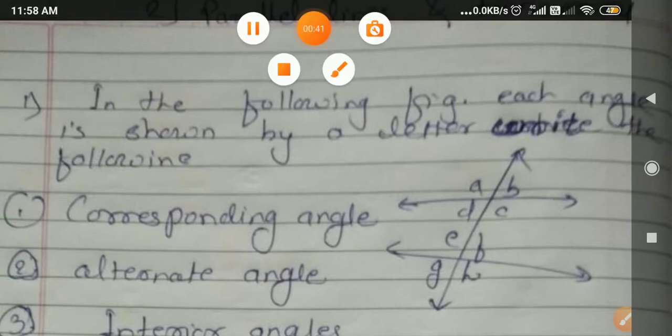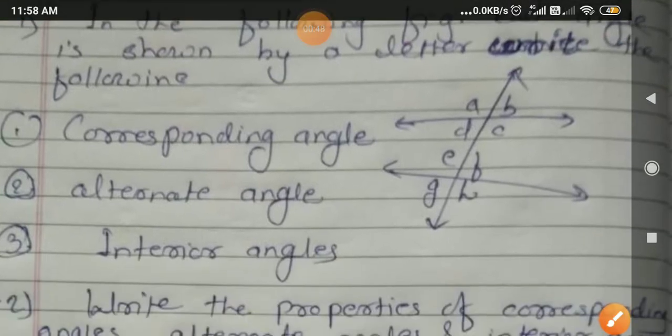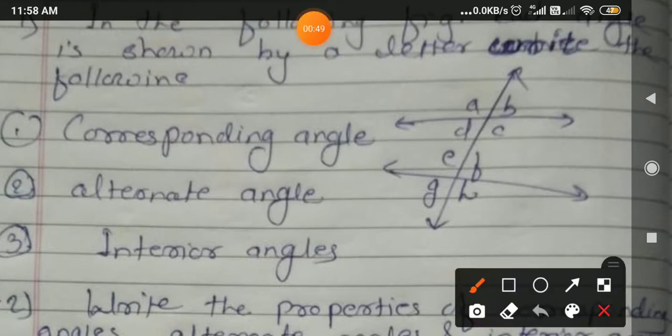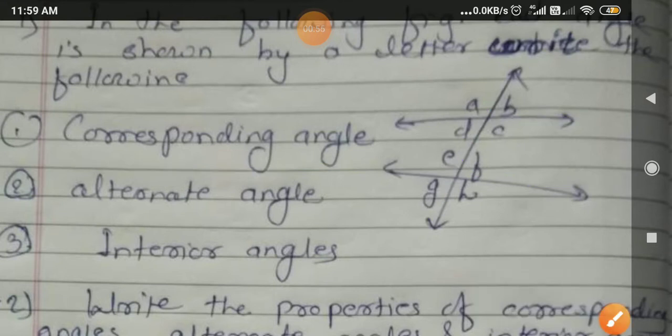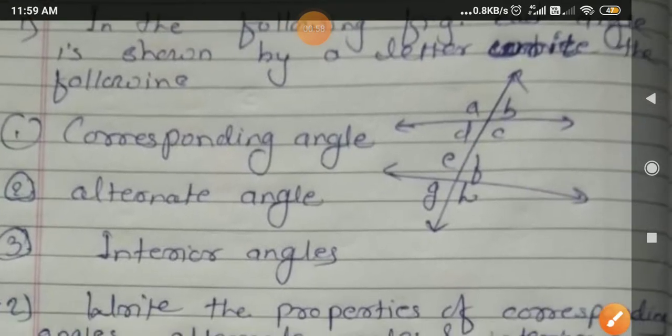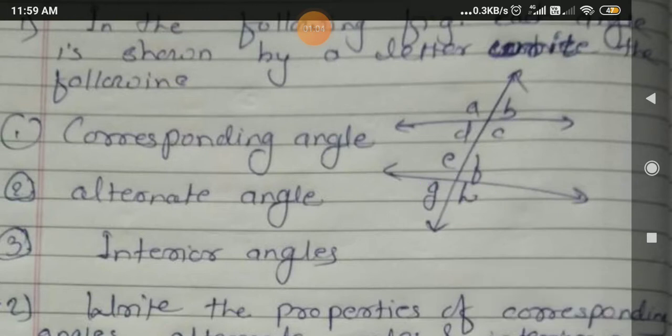Now in the following figure, each angle is shown by a letter. Write the following. First of all, we have to write the corresponding angles. Here are two lines intersected by a transversal, and the angles formed are A, B, C, D, E, F, G, H.